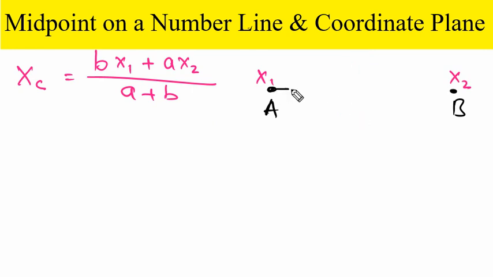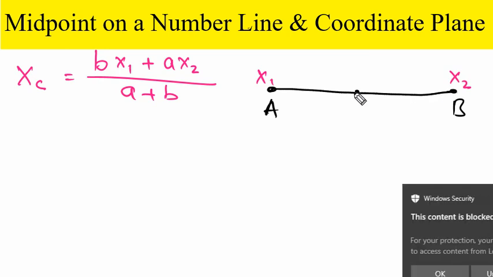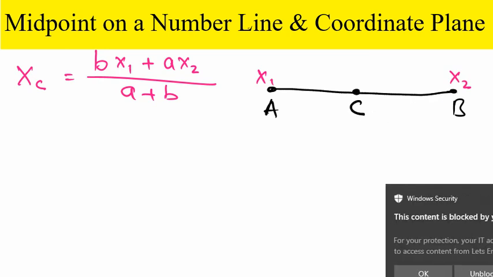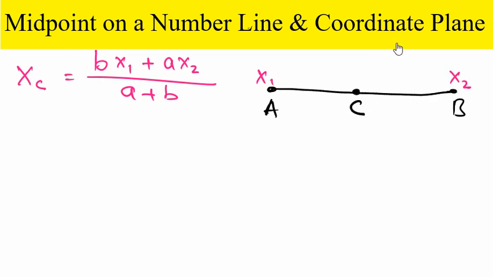So let me just redraw this. Now here the ratio A ratio B is 1 ratio 1 because this will be the same distance. AC will be equal to CB. Segment AC will be equal to segment CB. That's the meaning of midpoint.